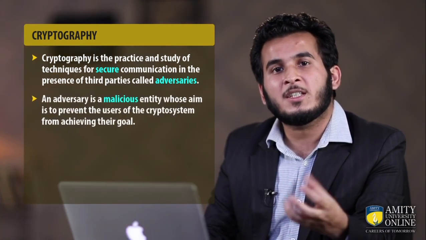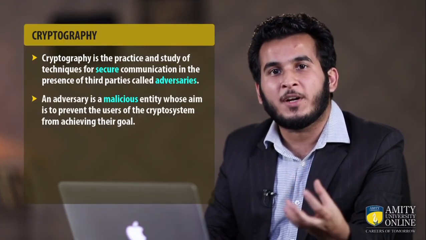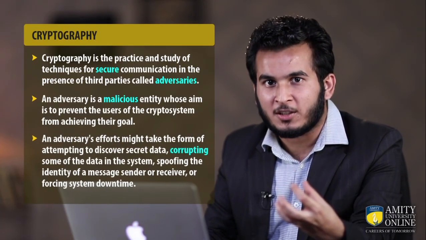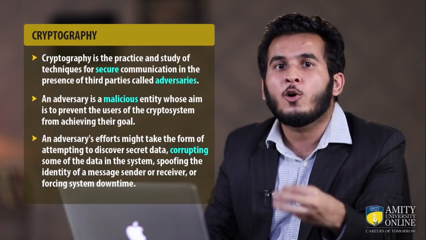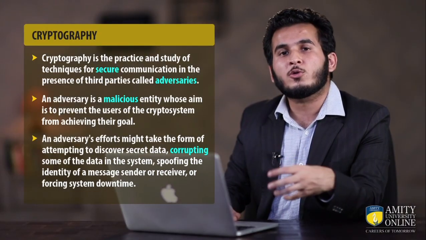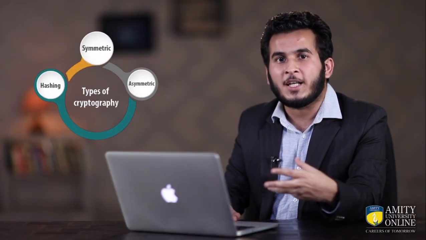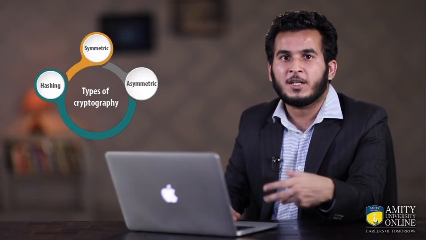An adversary is a third party whose aim is to prevent different parties from communicating with each other, or to steal their data, or to change their data. In order to solve such kinds of problems, we use cryptography. Cryptography is of three types: symmetric, asymmetric and hashing.